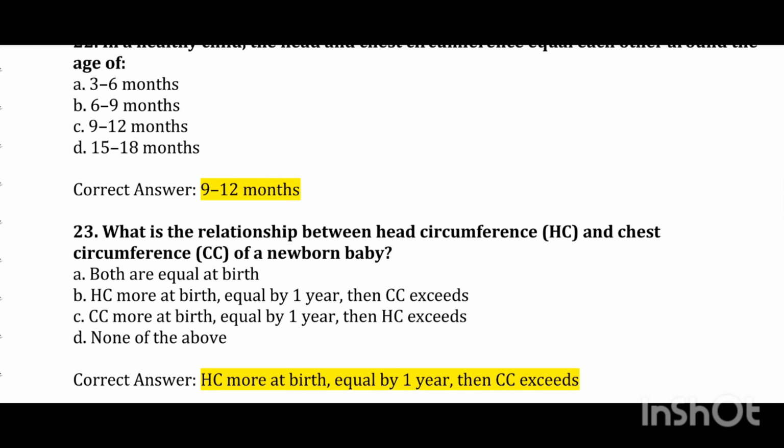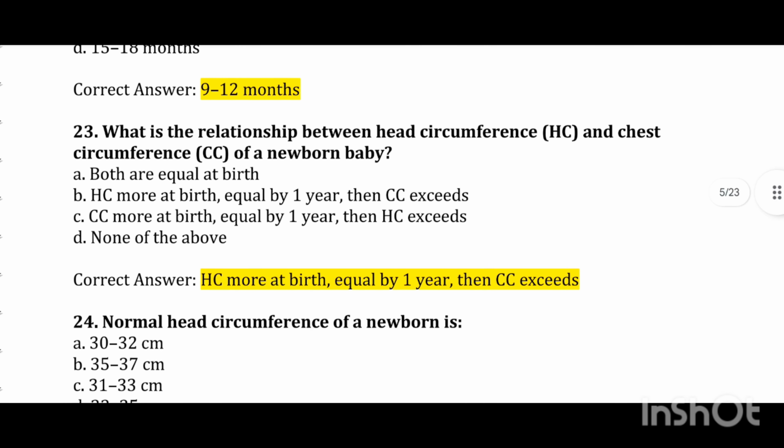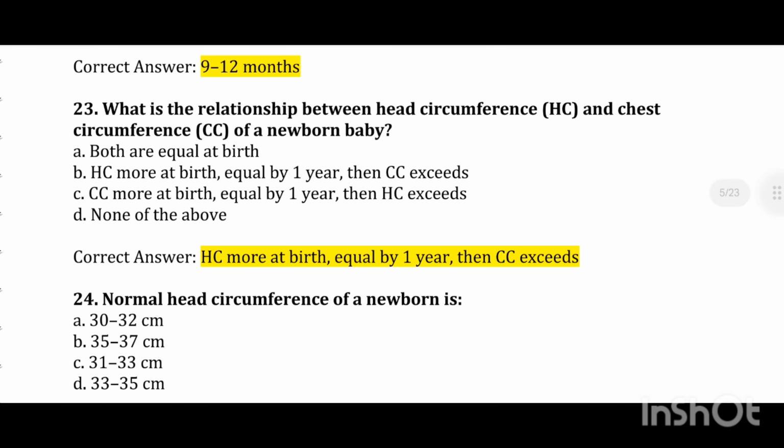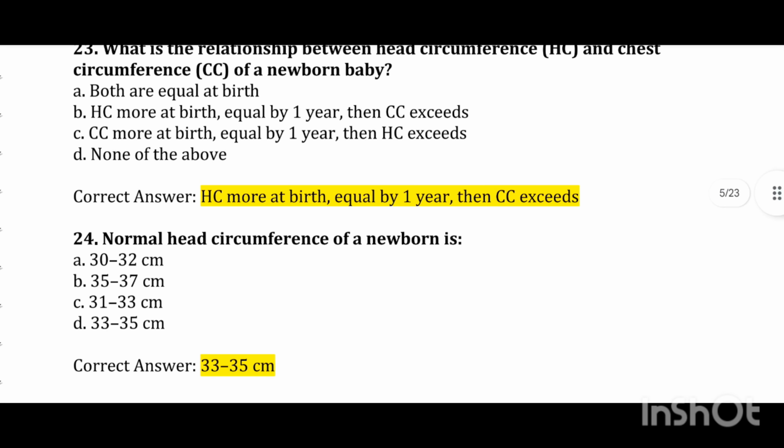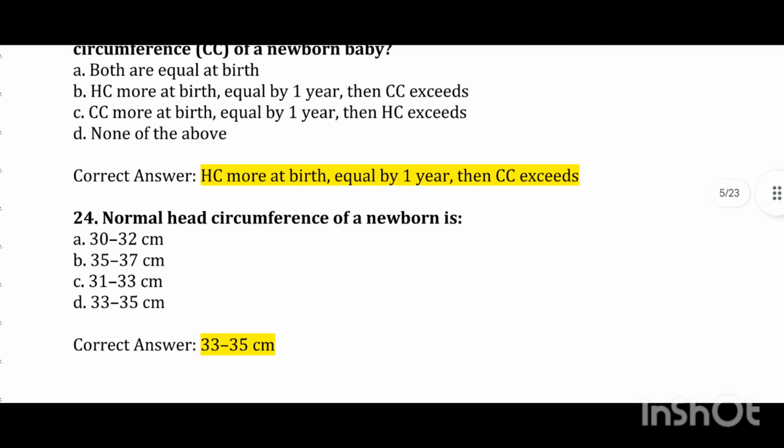Then comes question number 24. Normal head circumference of a newborn is... I think you don't need any options because it's a very easy question. Option D is the correct answer for this question. So normal head circumference of a newborn is 33 to 35 centimeter. Then comes question number 25.